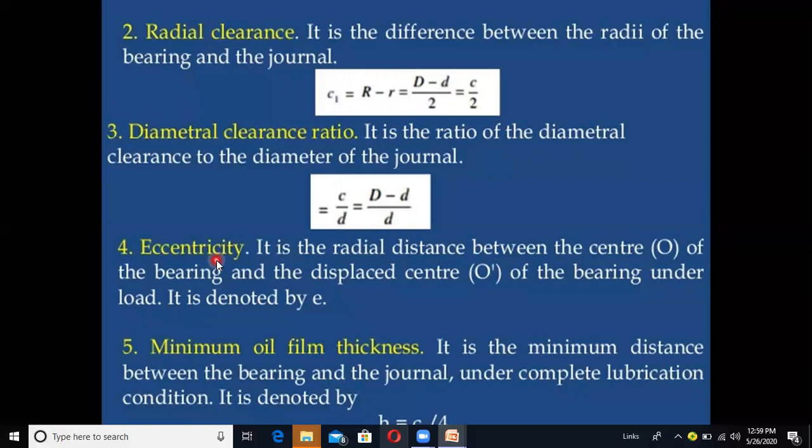Next we will see eccentricity. Already I told that the distance between the center of the bearing and the center of the journal is eccentricity, and it is denoted by small e. It is the radial distance between the center of the bearing and the center of the journal. Next is minimum oil film thickness. It is the minimum distance between the bearing and the journal under complete lubrication condition.